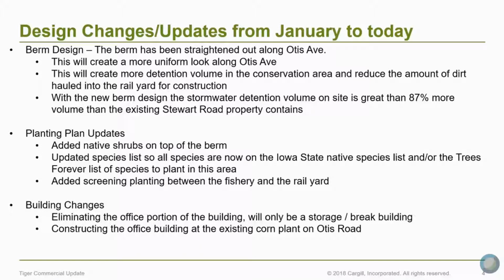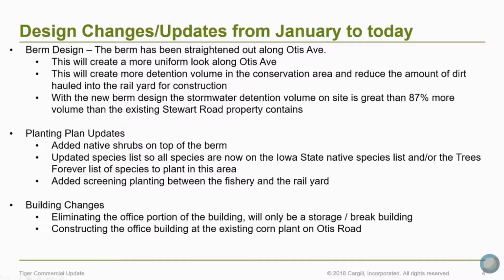We have decided to straighten out the berm along Otis Avenue. So instead of having the dog leg in the berm, we will have it straight along Otis Avenue, giving a more uniform look. This also creates additional detention volume in the conservation area, as well as reducing the amount of dirt that we need to bring into the rail yard for construction. By relocating the berm, the volume of stormwater detention on site within the 100-year floodplain is 87% greater than it is as the property exists today.